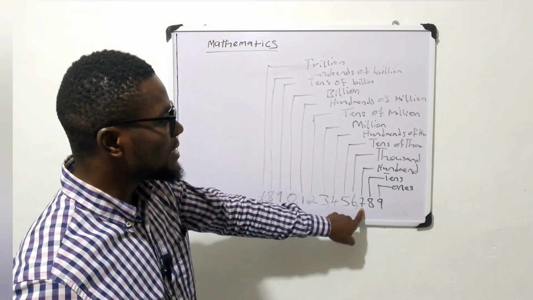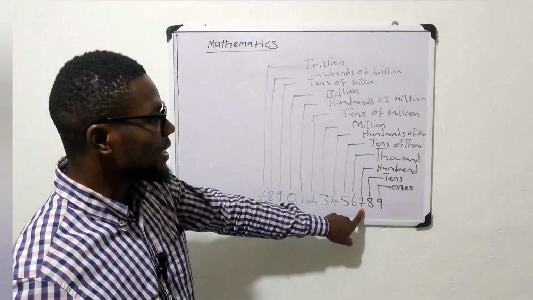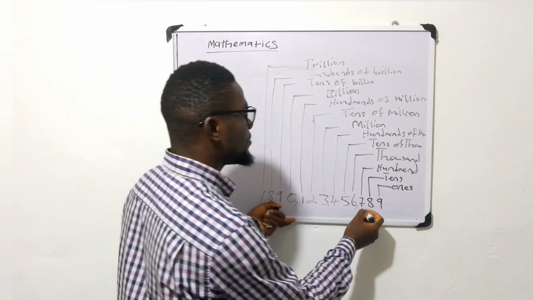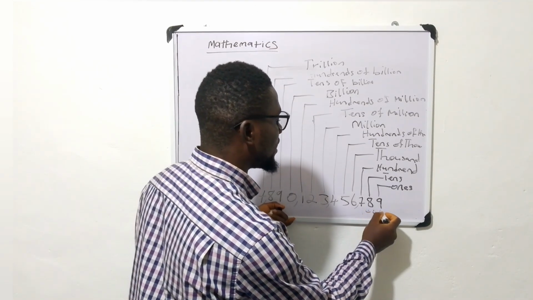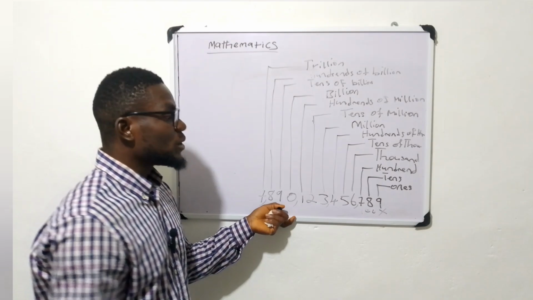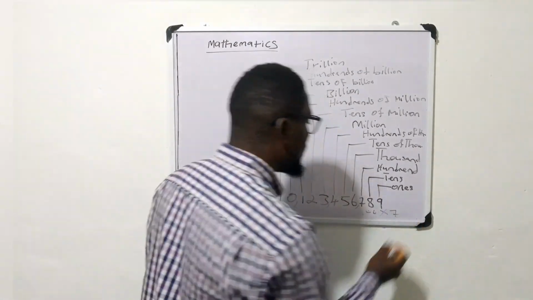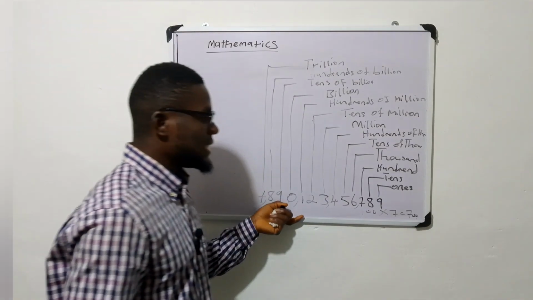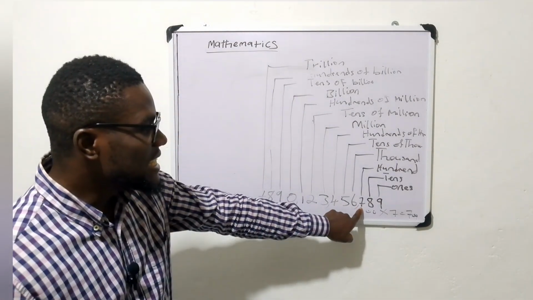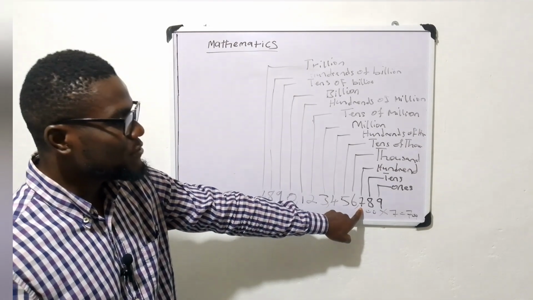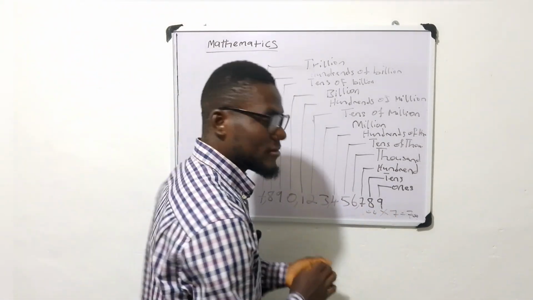Now we have 7 here. What is the value of the position of this number? You have 100. Now you can just say 100 multiplied by 7. You have 700. And that is to start with. You have 789.